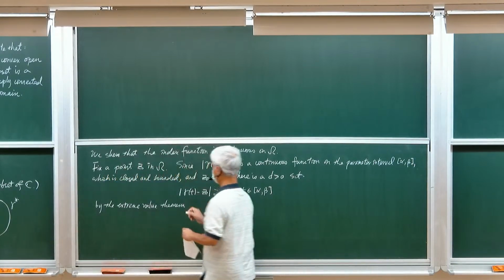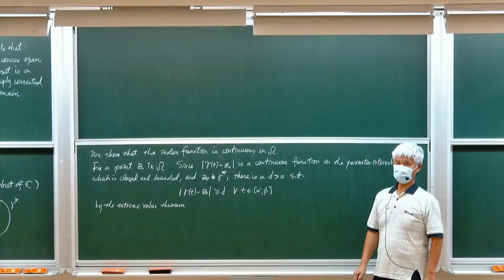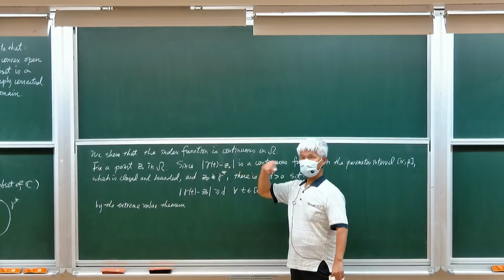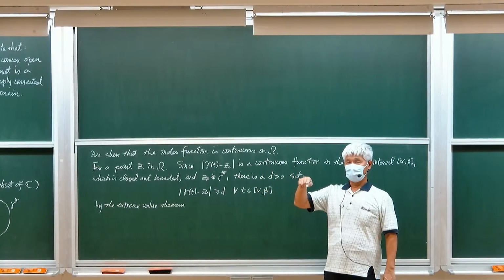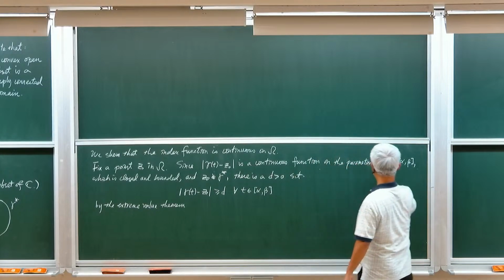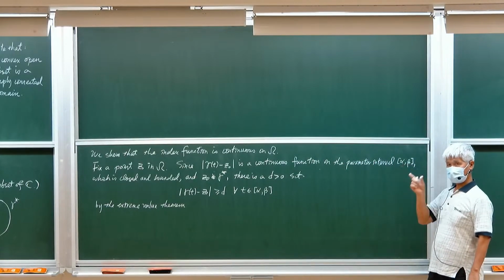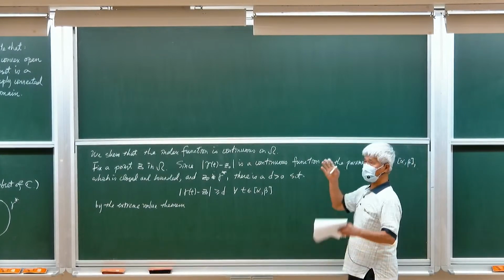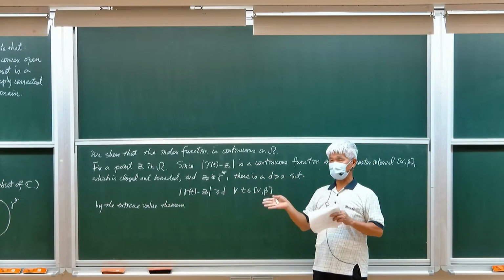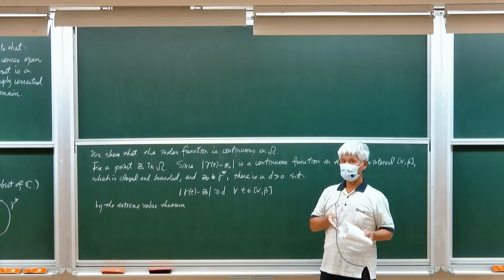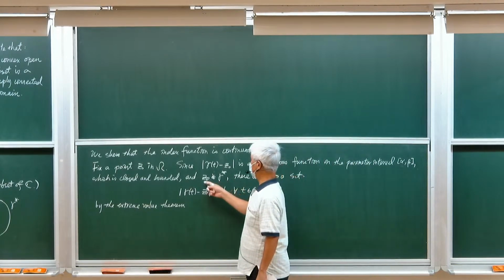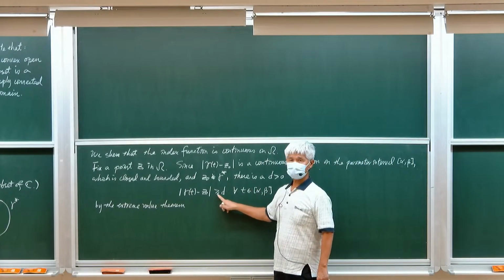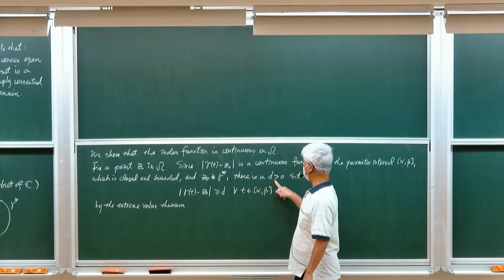Okay, so by the extreme value theorem, because this is a real-valued continuous function on an interval which is bounded and closed, the range has a maximum value and a minimum value. But the minimum value should be greater than 0, so that we have a lower bound d which is greater than 0.